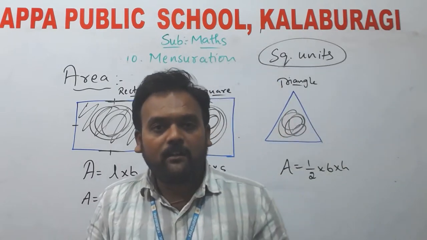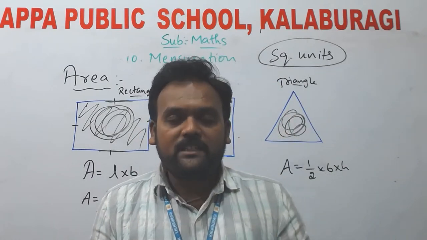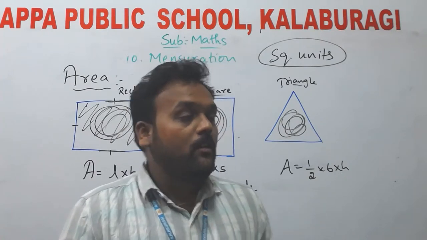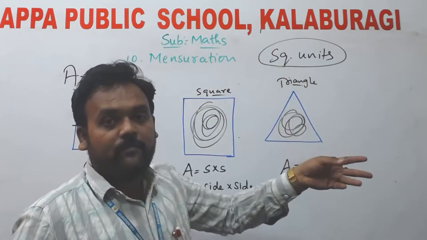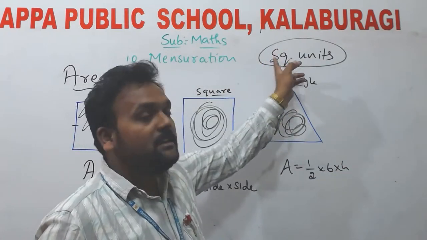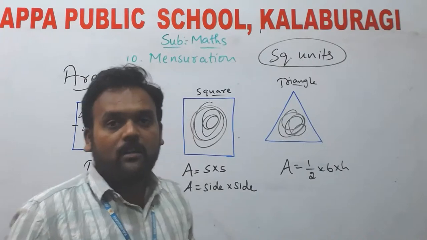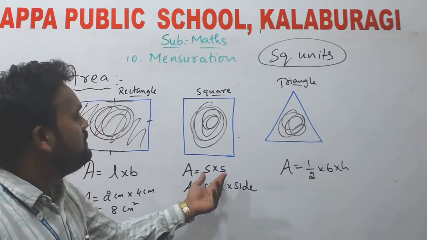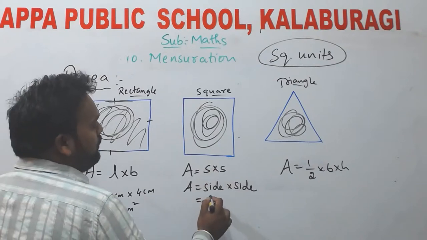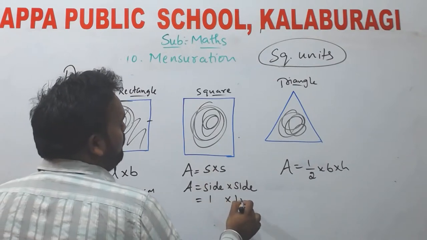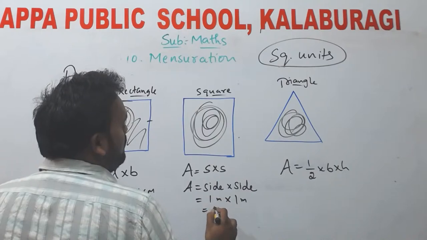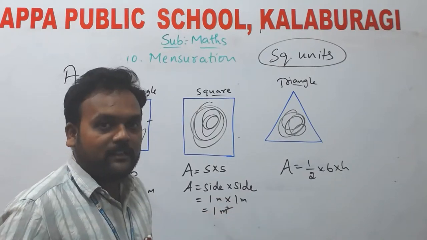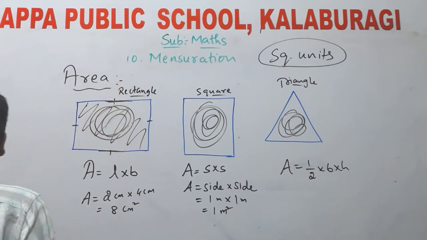Whereas in the perimeter, the units are only centimeter, meter means meter, kilometer means kilometer. Whereas in area, it is doubled. Centimeter into centimeter, then centimeter square, that's the square units we call it. Meter into meter, meter square, kilometer into kilometer, kilometer square, like this. Side into side, for example, 1 meter into 1 meter, that is 1 meter square. Understood, students? Yes.